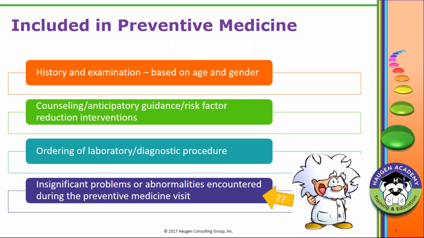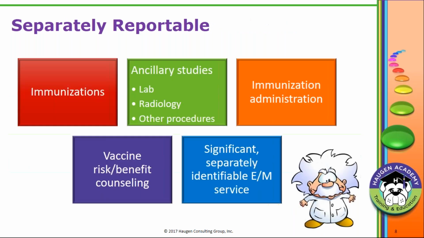So this is where our questions come into play. The questions are always what's insignificant versus significant, and what can be counted to be outside of that and not included in the preventive medicine visit. So just keep that in mind as we go here. This is really the definition that we have to go by. So this is where it gets in that gray area of coding.